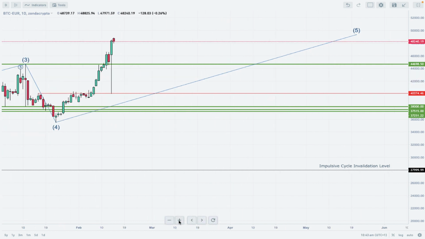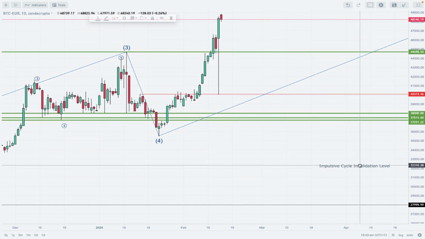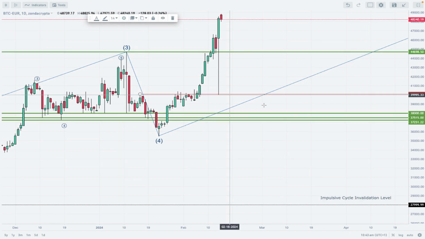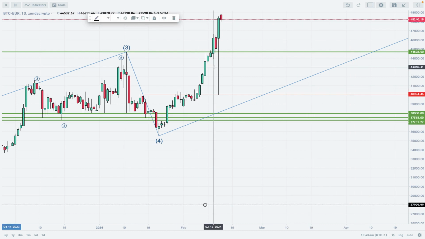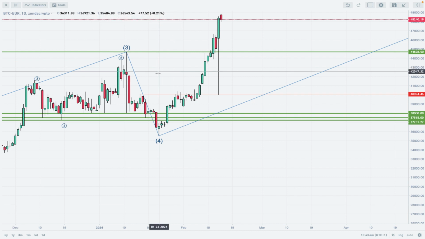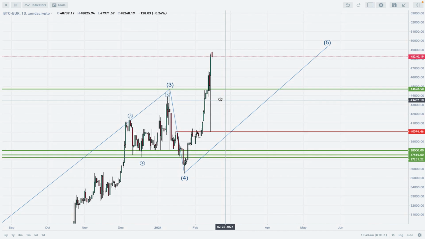So let me just zoom in a little bit bigger, and because we got the new high above the wave 3, we can delete the impulsive cycle invalidation level, which is of course 28,000, and that was the high of the wave 1. Now everything is exactly as it should be. So what we are looking at, let me just move my wave 5 a little bit so I will show you guys the situation. There you go.